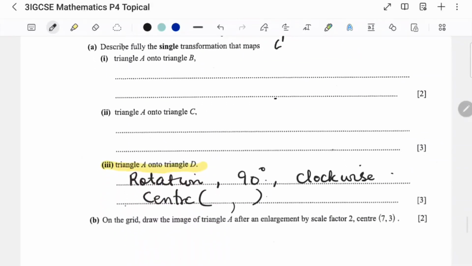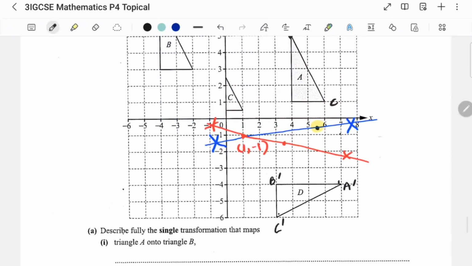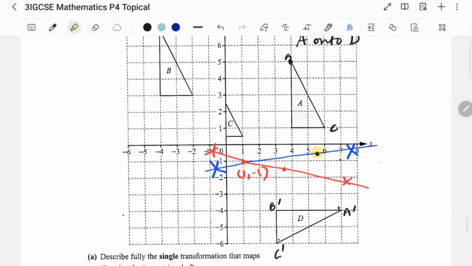So just write 1, minus 1. Check that it is 90-degree or not. Okay, so what do you do? You just join the object to the center to the image, and you can see it is clockwise and it is 90-degree. You can check the other points as well. Do the practice and then confirm your answers. The more you practice, the more perfect you will be in this topic.